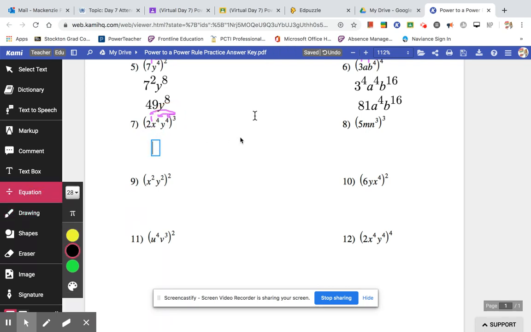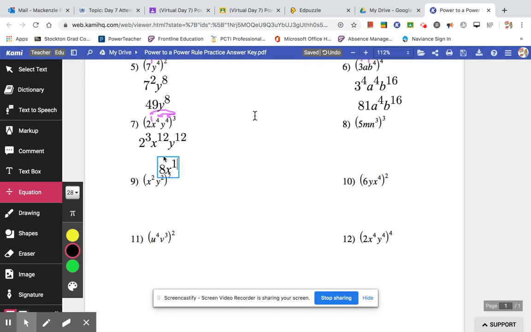So when I go to type that, 2 to the 3rd, because 1 times 3 is 3, x to the 12th, 4 times 3, and y to the 12th, because again, that's 4 times 8 again. And then the only simplification I could do is 2 cubed, which is just going to be 8.